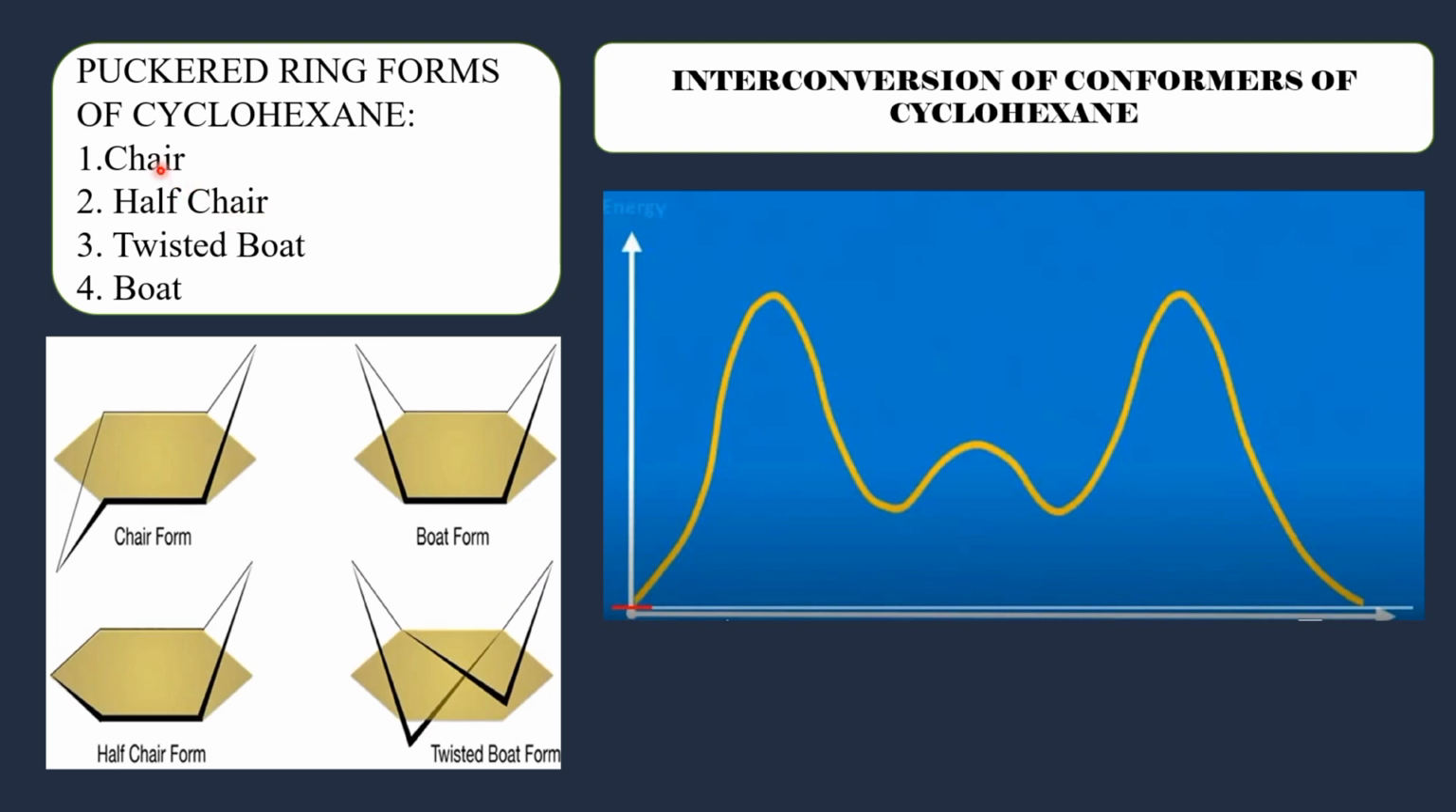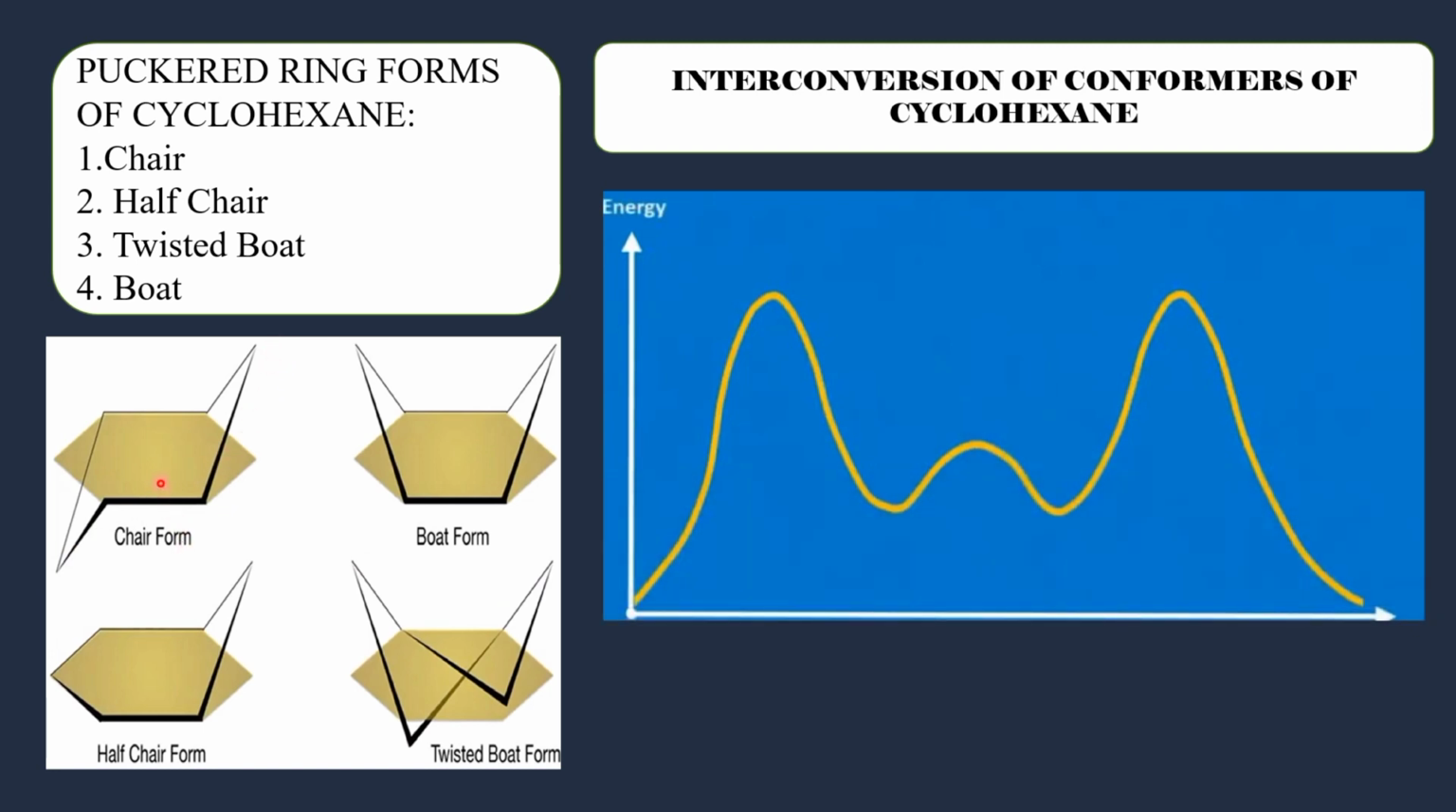One chair form can be converted into another chair form by lifting this down carbon up and up carbon down. In the planar structure of cyclohexane, all the 6 carbon atoms were in a plane, whereas in this chair form, the non-planar conformer, the puckered ring structure, these 4 carbon atoms in the middle are in the same plane and one carbon is below the plane, the other one is above the plane.